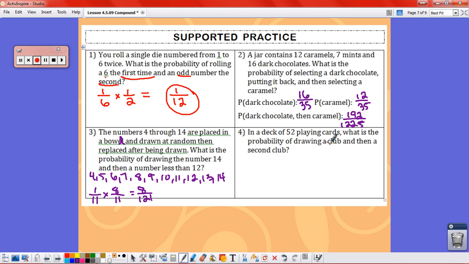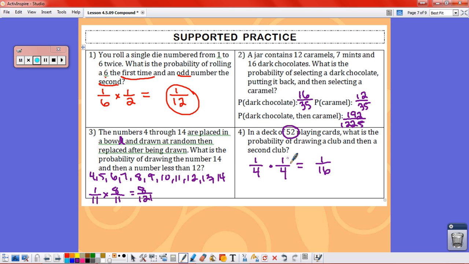In a deck of 52 playing cards, what is the probability of drawing a club and then another club? Well, the 52 makes this seem much harder than it is, but we have learned that the suits are each 1/4 of the deck, so 1/4 of the cards are clubs. So the probability of drawing a club is 1/4. Probability of drawing another club is 1/4. We're assuming with replacement, or else it gets complicated. So we get 1 times 1 is 1, and 4 times 4 is 16.